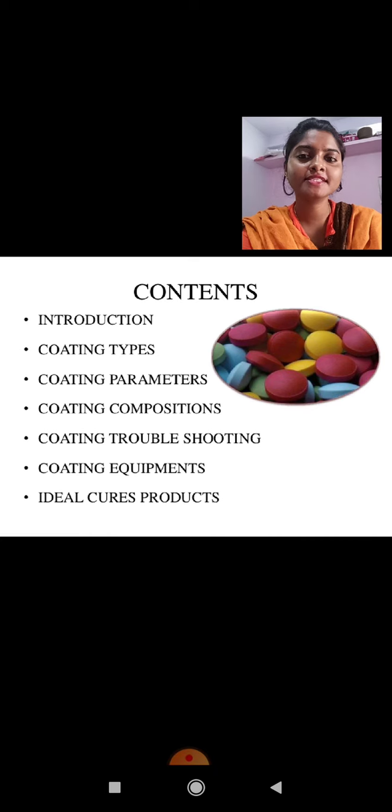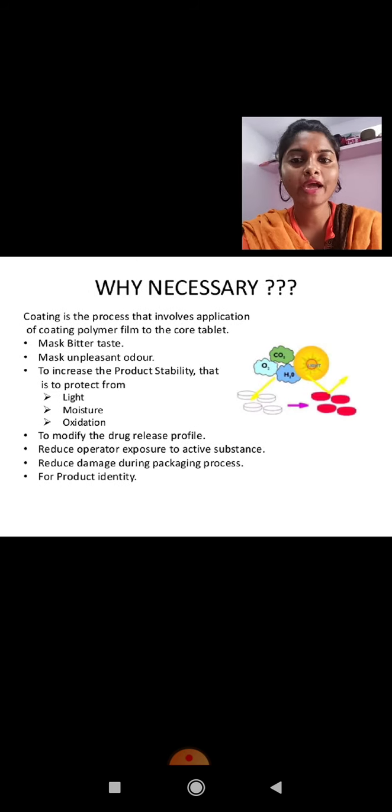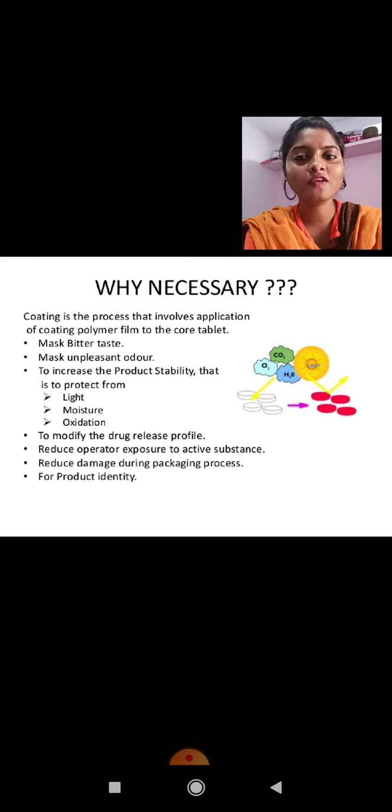Today I am going to discuss the topic of tablet coating for B Pharmacy third years, 2021. The contents of tablet coating are: introduction, coating types, coating parameters, coating composition, coating troubleshooting, coating equipments, ideal cures, products. Why is it necessary? First of all, what is a coating?